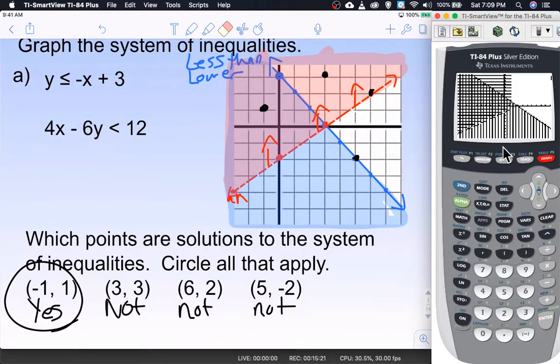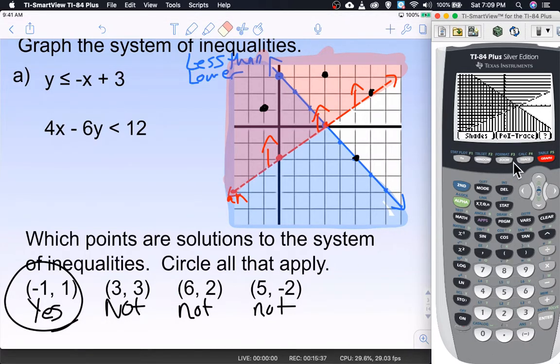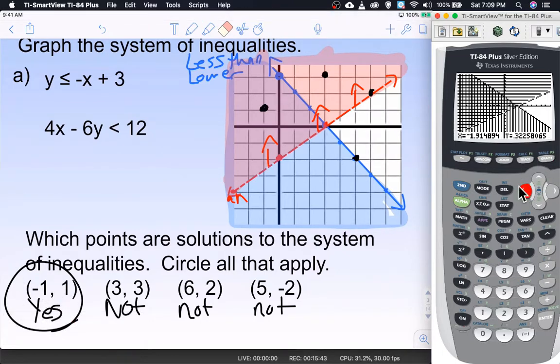Oh, there it is. Look at it. Now it has a positive slope. And you can see this double shaded region here. This is the solution to the system of inequalities. Now, as far as finding whether these points are answers, you still kind of have to do it by hand. You could move the cursor around to find where this is, like -1, -1. It's kind of a pain to do, but you can do it.